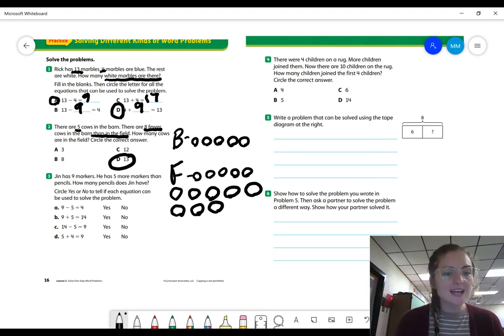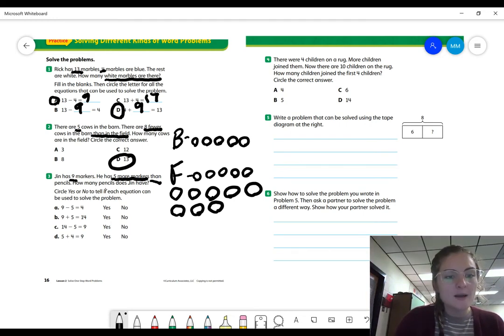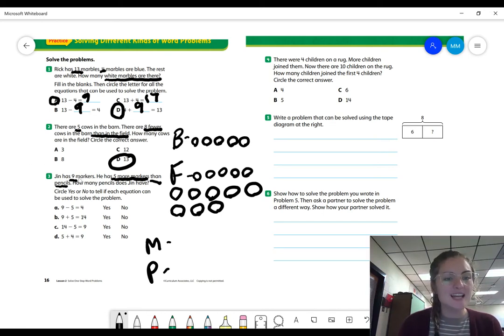All right. Jen has 9 markers. He has 5 more markers than pencils. How many pencils does Jen have? Ooh. It says circle yes or no to tell if each equation can be used to solve the problem. So Jen has markers and pencils, right? So I know that Jen has 9 markers. Okay, so I'm going to go ahead and draw 9 markers.